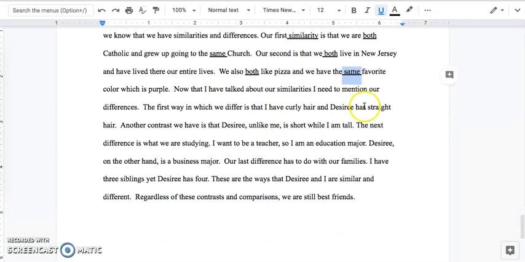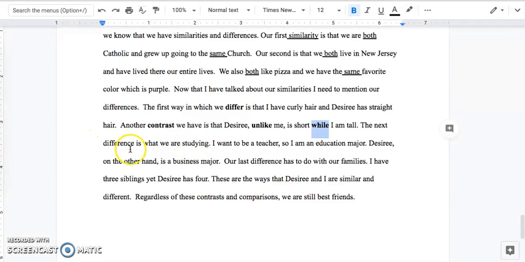So then some different words, which we differ. Differ is a vocabulary word. I'm going to bold those words. Another contrast. That's a different word. Unlike. That's a word that shows difference. While. That shows difference. Okay, we know that difference is a different word. On the other hand. Yet. And those are all our vocabulary.